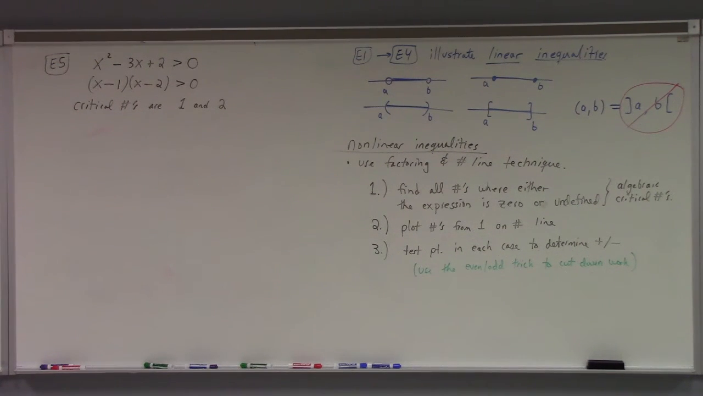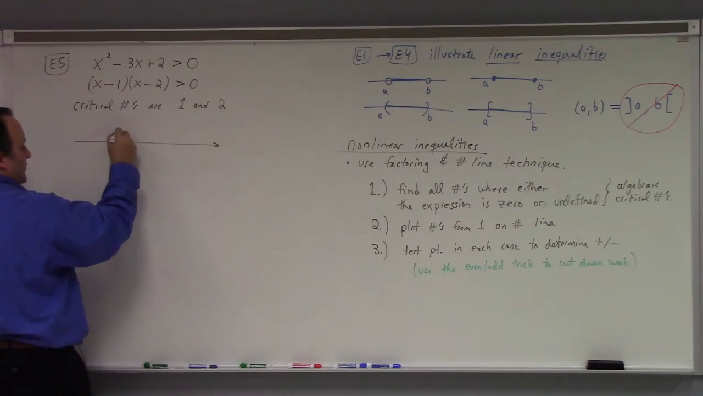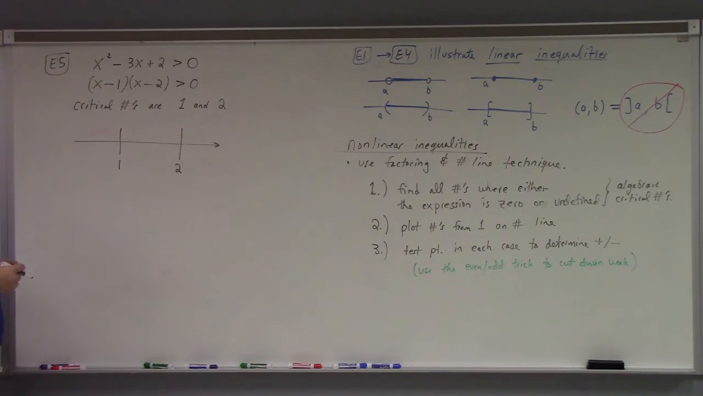Are there any places where it's undefined? No, it's x squared minus 3x plus 2. Its domain is the whole reals. So there's no undefined points here. Now we draw our number line, like so. You put 1, you put 2. That's the order they go on the number line, right? All right, I'm on step number 2. Plotted my number line. Step number 3, I test a point in each case.